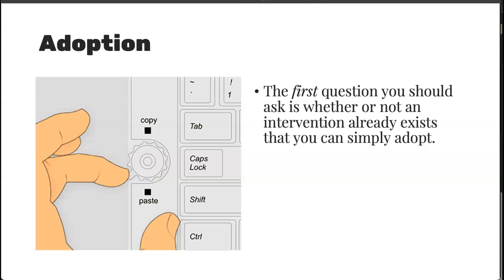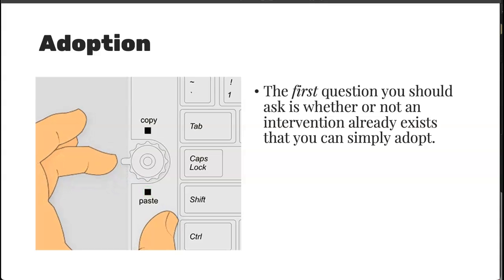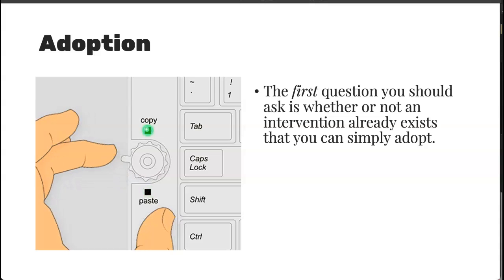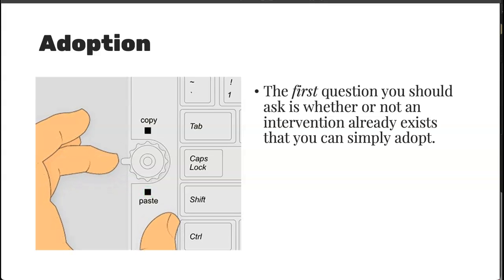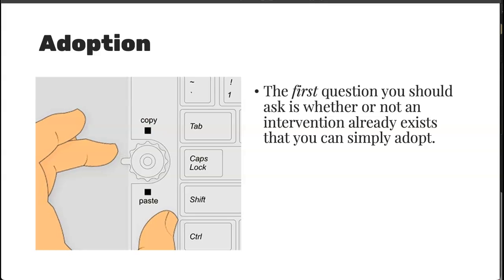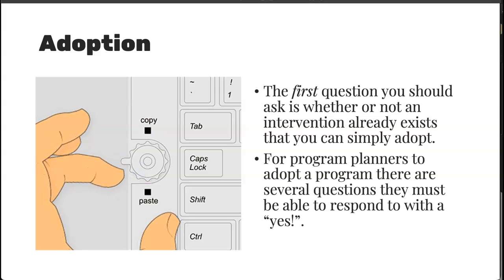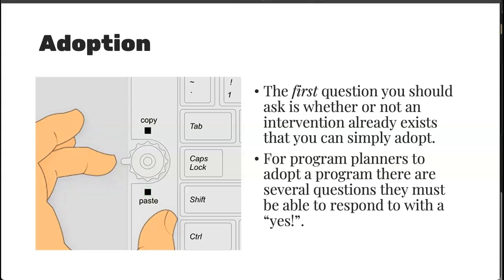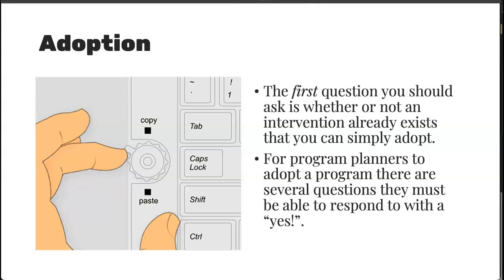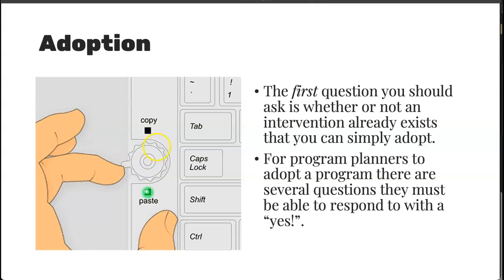So for adoption, let's go through the three different options. Adoption is simply kind of a copy and paste, but you've got to have a lot of criteria met. The first question you should ask is whether or not an intervention already exists. If that's the case, you can adopt it. For program planners to adopt a program, there are several questions that must be answered with a definite yes.